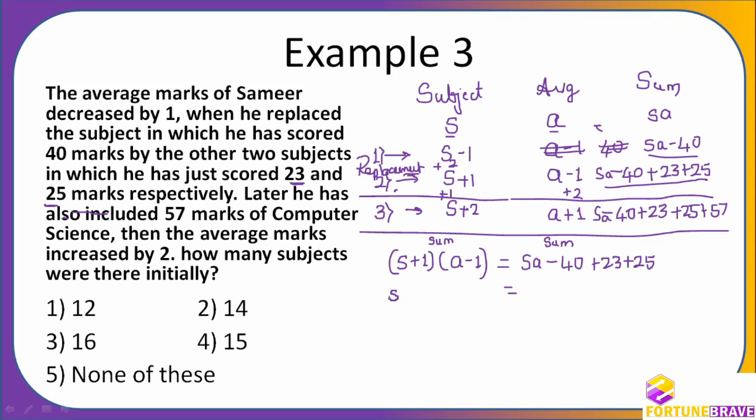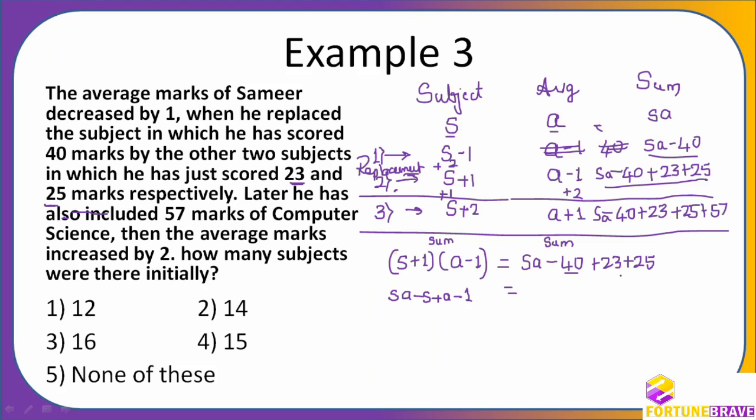So this also we will solve. S into A is SA plus S into minus 1. So this will not be plus, this will be minus. Minus S, again 1 plus 1 into A is equal to A, and then plus 1 into minus 1 is equal to minus 1. And here what will happen?